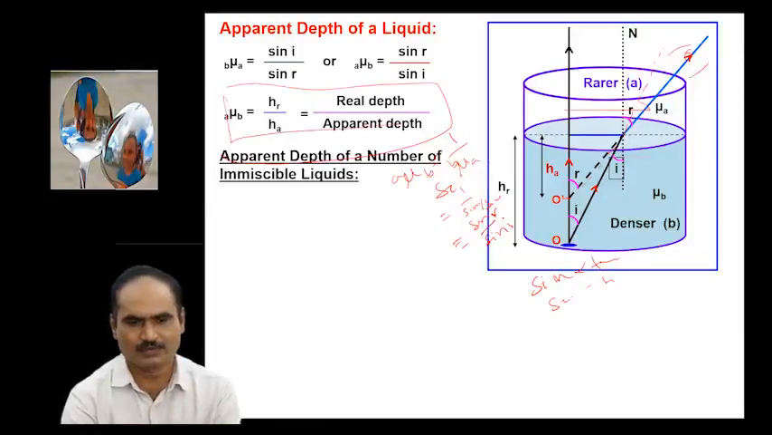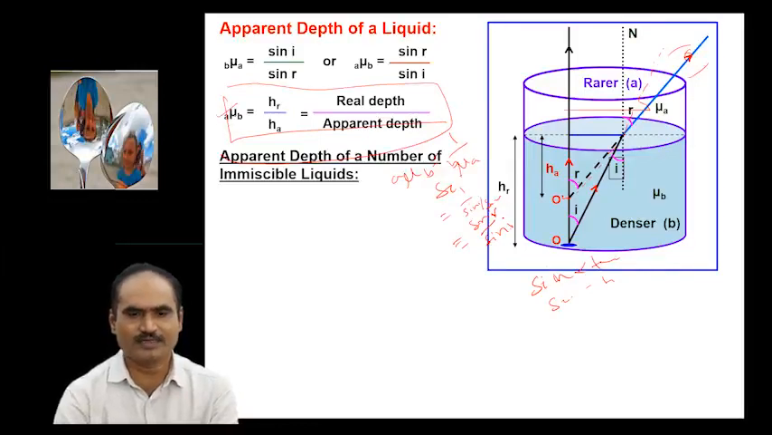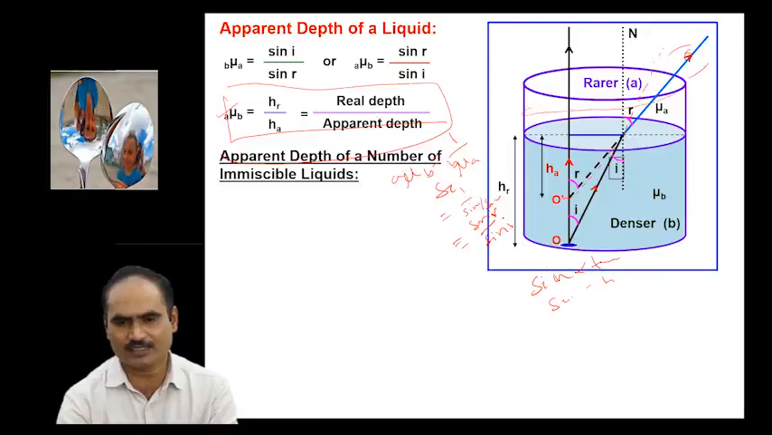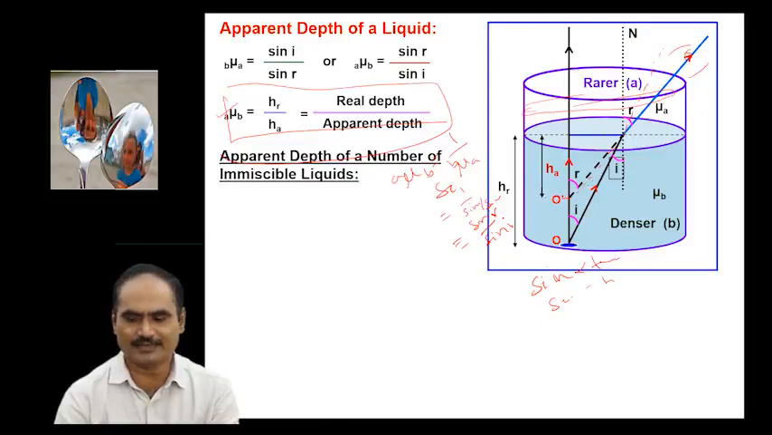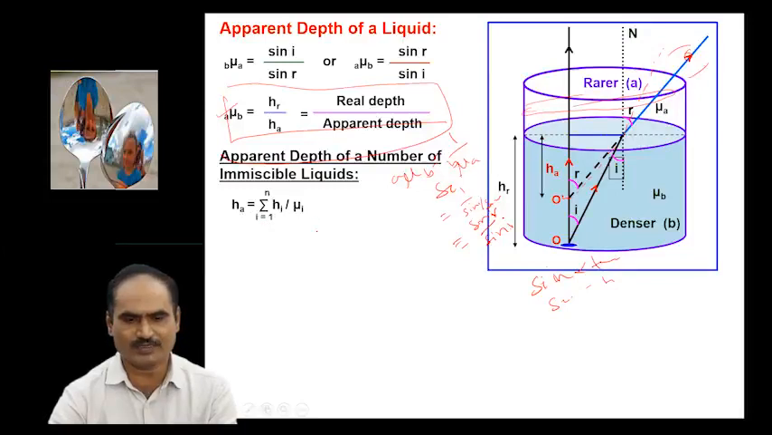Okay. So the refractive index of a medium is equal to real depth by apparent depth. Therefore, for the apparent depth of a number of immiscible liquids, if a number of liquids are there, for example, here instead of this, if there is another medium, say kerosene added here, and over that one more liquid, if different liquids are added, then in that case apparent depth can be obtained by this: H is equal to sigma i equals 1 to n of hi by mu i, like this.